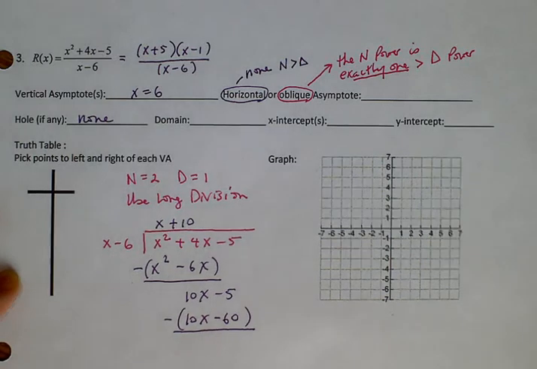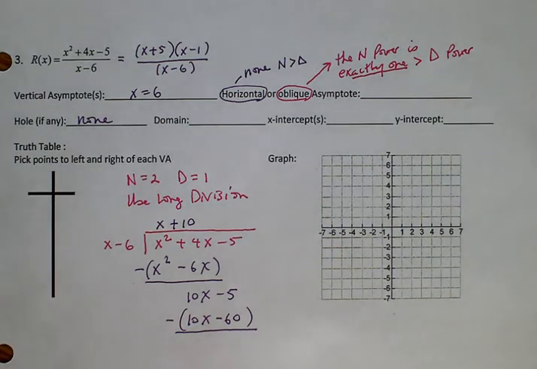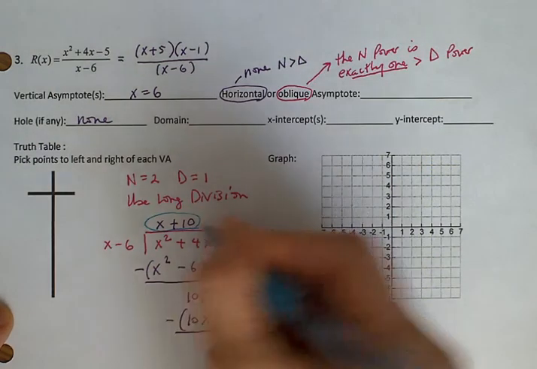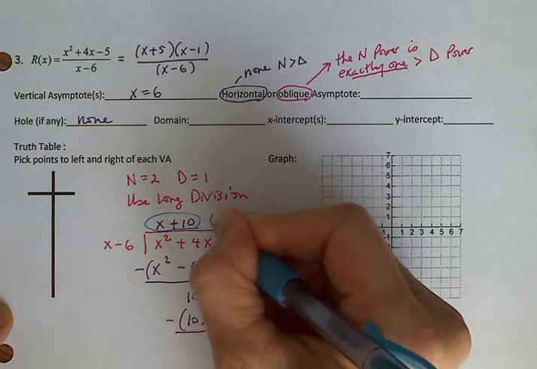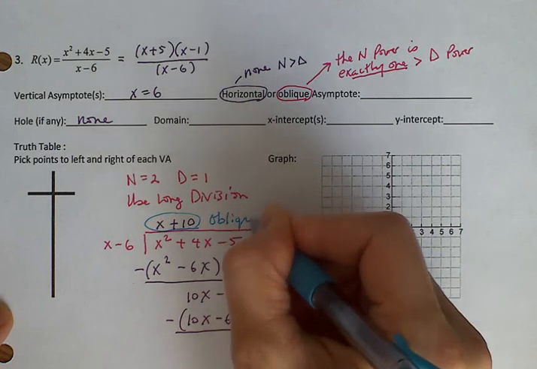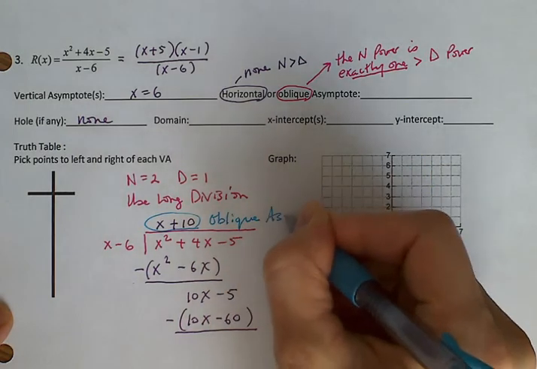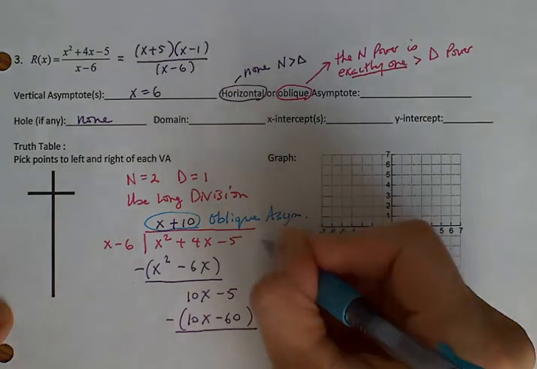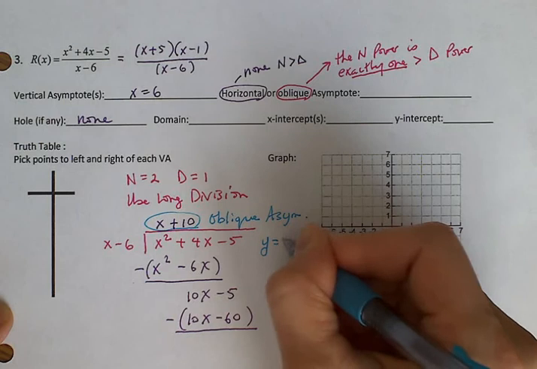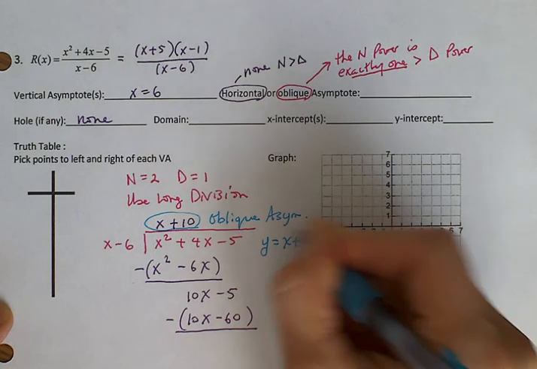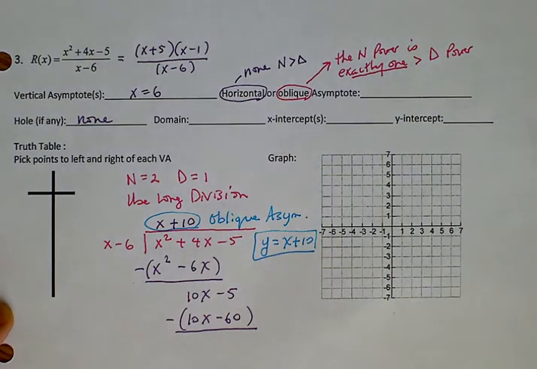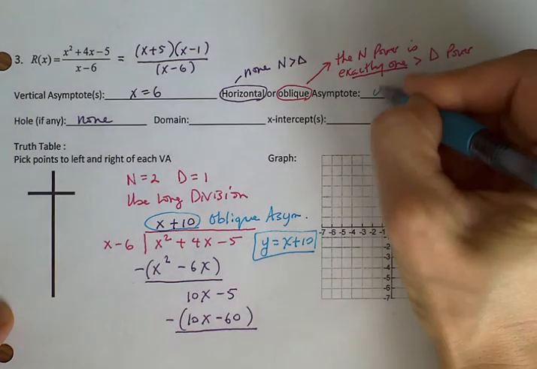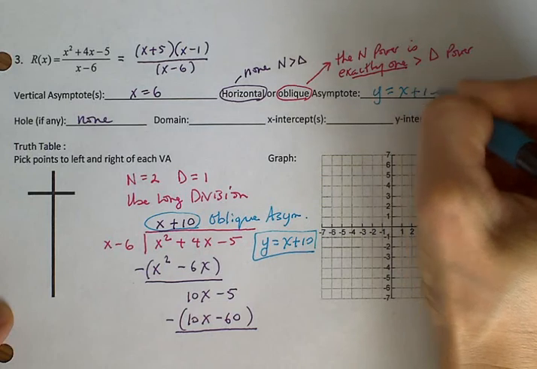And so your final answer for your oblique asymptote is your quotient. So this right here is going to be your oblique asymptote, except you're going to write it as an equation. So it is y equals x plus 10. Okay, so that represents your oblique asymptote. So I'm going to write that in. y is equal to x plus 10.